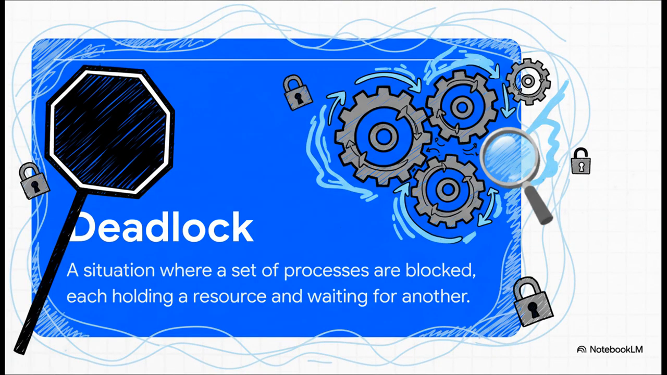So here's the official definition, and the two most important words here are blocked forever. See, with thrashing, your computer is just crazy slow. But with a deadlock, those programs are done. They are never, ever going to finish. They're just frozen solid, waiting for something that's never going to become available.